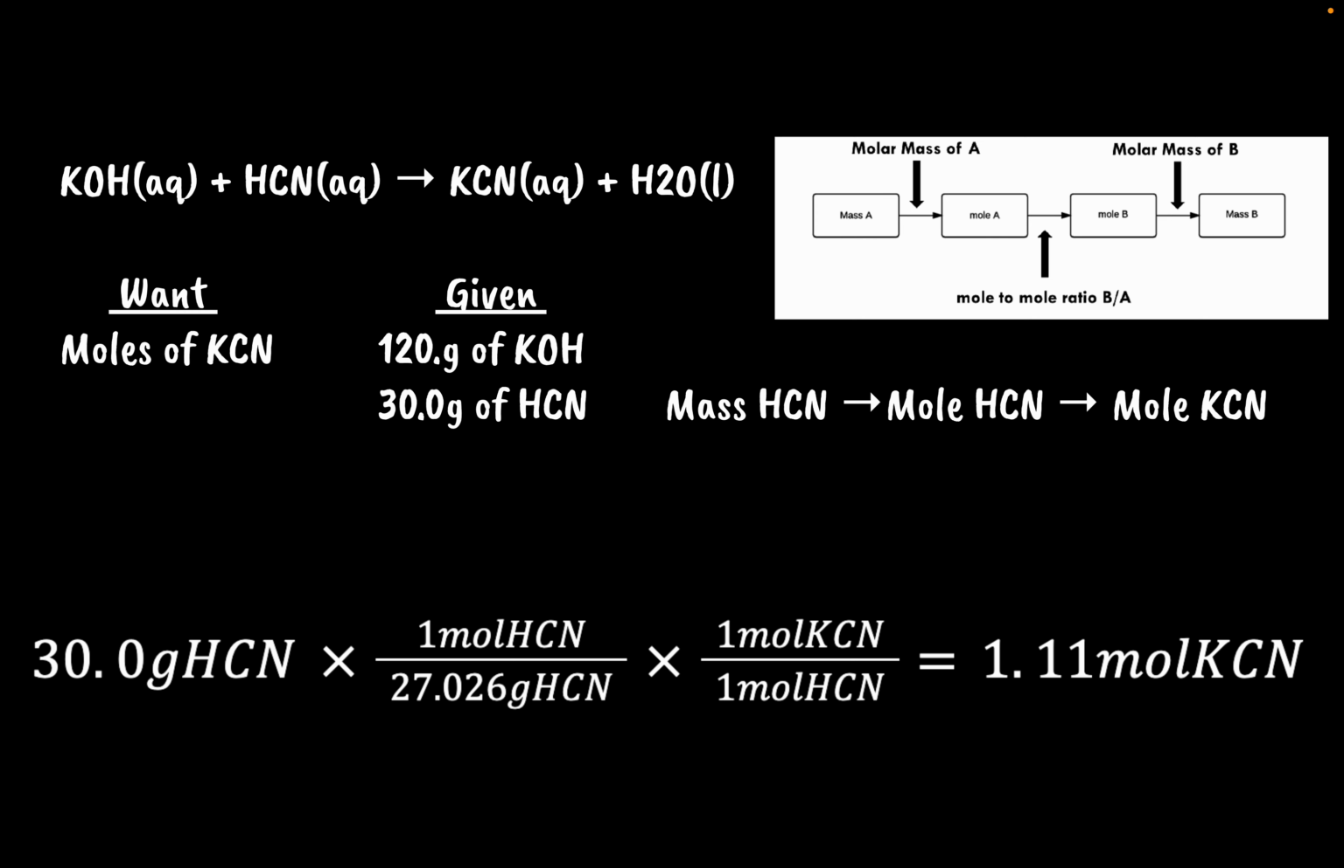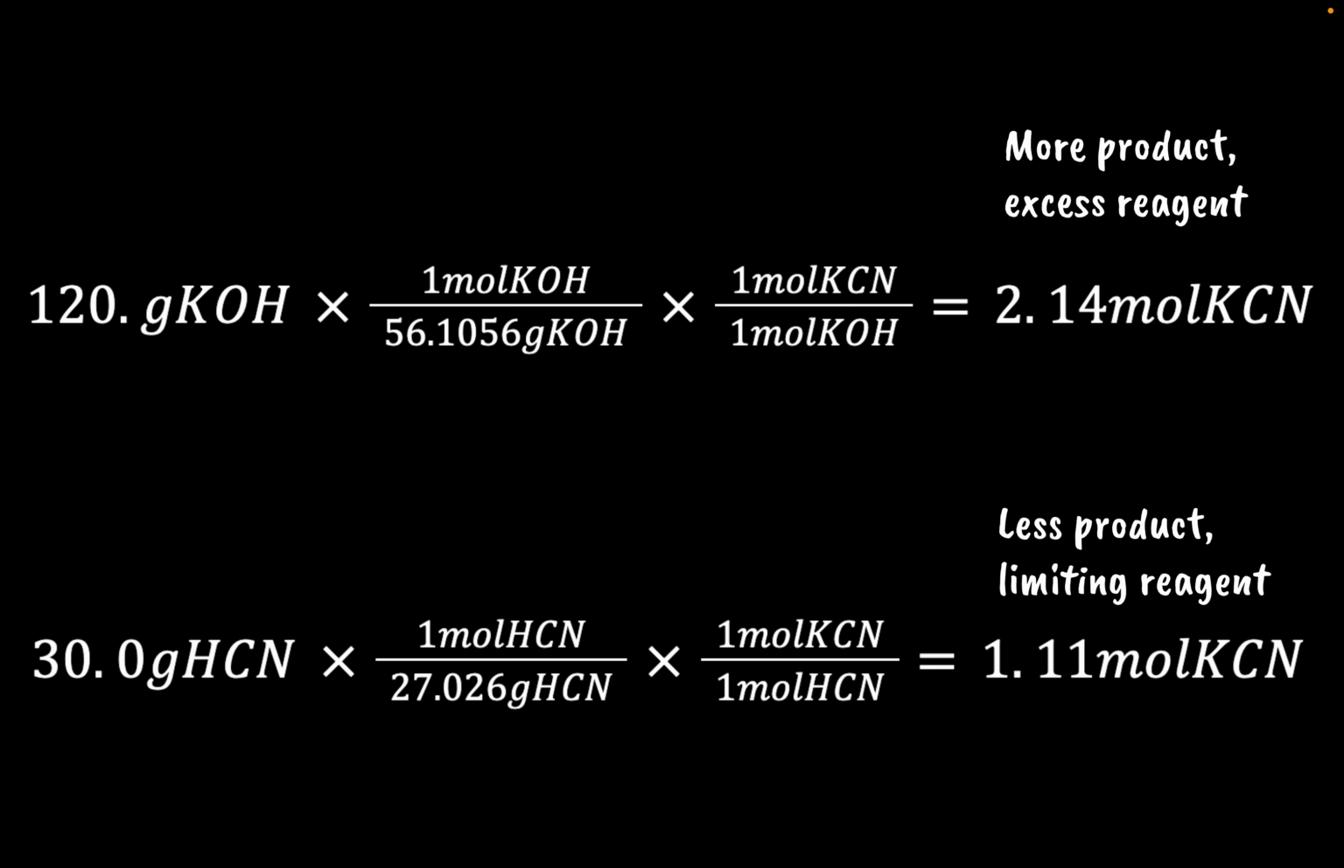And now that we have the full equation, when plugging it in, we would get 1.11 moles of KCN. Now, comparing the moles of the product that we got using the reactants, we can determine the one that produced more is the excess, with the other being the limiting. This would mean that HCN would be the limiting reagent, and KOH would be the excess reagent, answering the second step.